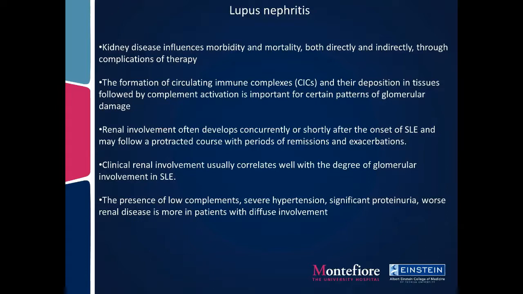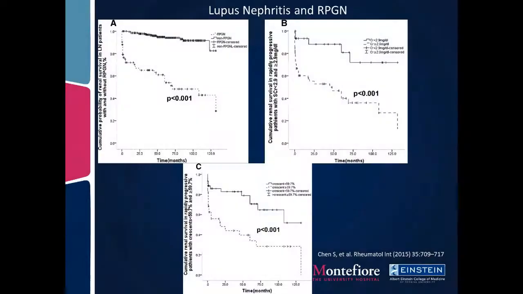The renal involvement usually correlates well with the degree of glomerular involvement seen in lupus, so it's mainly a glomerular disease. The worse the glomerular disease, the worse the renal disease as well. The presence of low complement, severe hypertension, severe proteinuria, and worse renal disease, you see more of that if they have diffuse glomerular involvement. That's where you see more severity of the disease as well. So these are the things just to remember for patients with lupus nephritis.